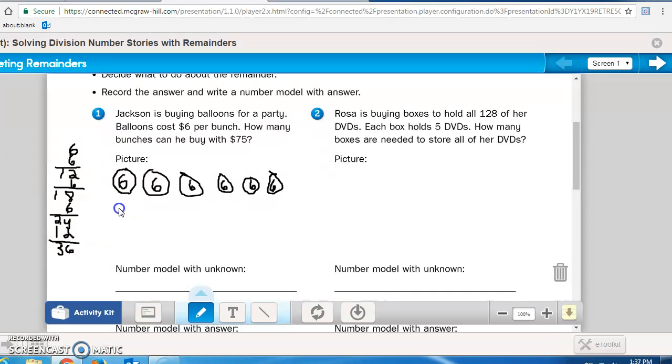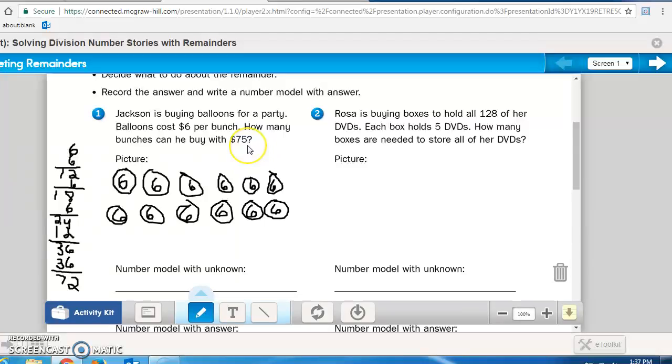Oh, well, it's going to take me 1, 2, 3, 4, 5, 6, because 6 times 6 is 36. And I know that because I've studied my multiplication facts. So I just drew that, and if I add 36 together, I come up with 72.